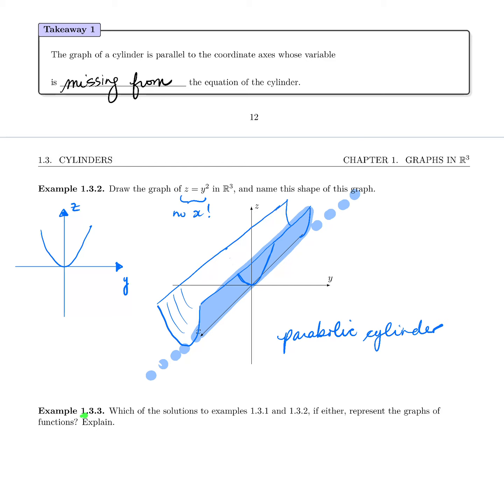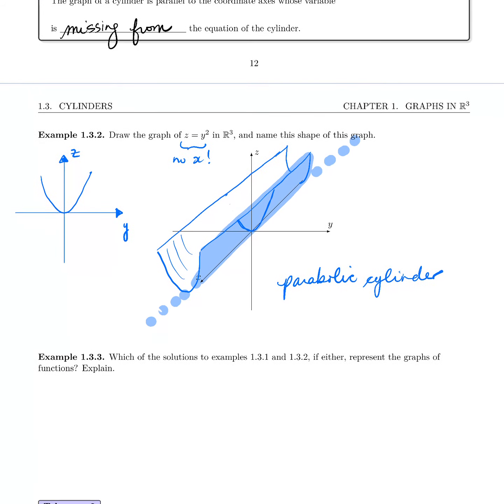So example 1.3.3, which of the solutions to the 2 previous examples, if either one, represents the graph of a function? Explain. So let's remind ourselves the graphs of functions need to pass the vertical line test, the VLT. So since we've got this one on the page already, let's take a look at example 1.3.2. Any vertical line that I draw is going to cut that graph at most once. So indeed, the surface in 1.3.2 is a function.